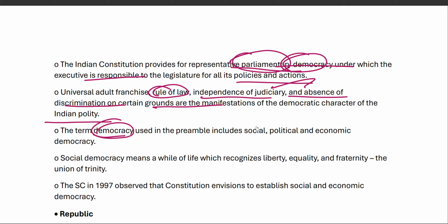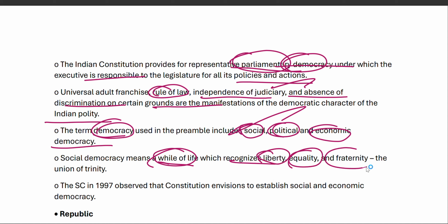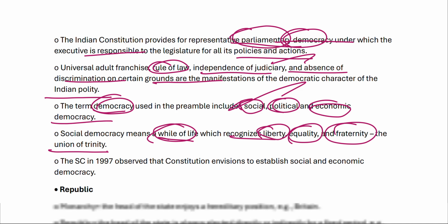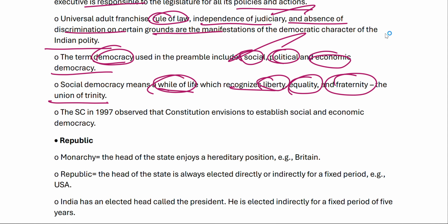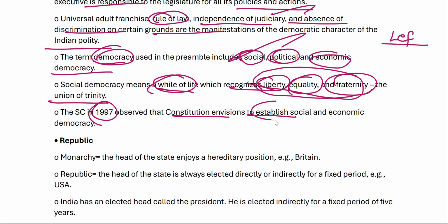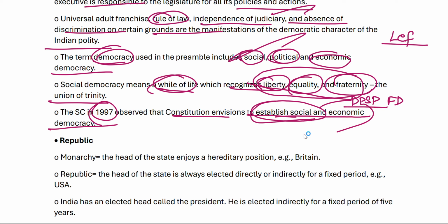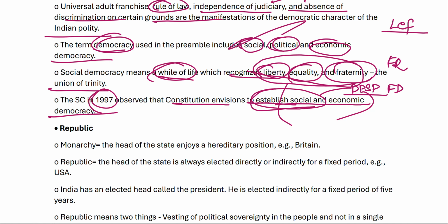The term democracy used in the preamble includes social, political, as well as economic democracy. Social democracy is a way of life which recognizes liberty, equality, fraternity, the union of trinity, right? Social democracy means we have the union of trinity: liberty, equality, and fraternity. The Supreme Court in 1997 observed that the Constitution envisions the establishment of social and economic democracy through DPSP and fundamental duties. For political democracy, we have fundamental rights.